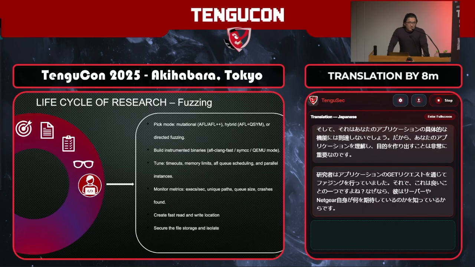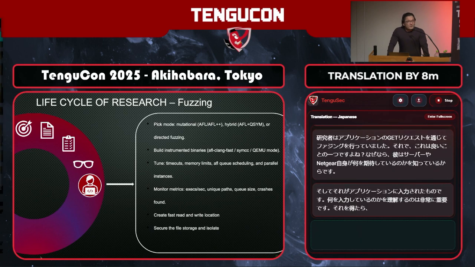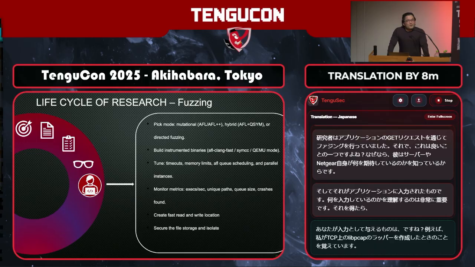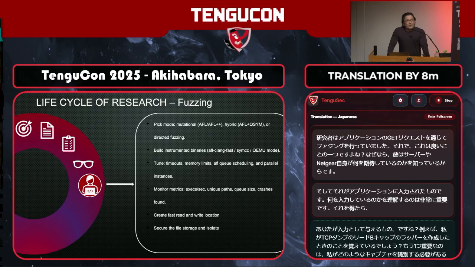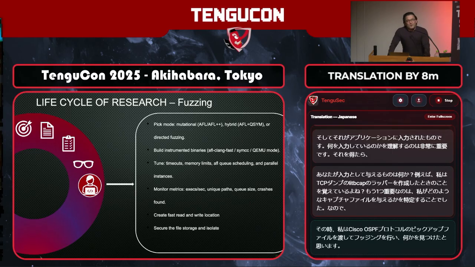Once you have got what you're going to give it as an input, right? For example, I remember the time when I created the wrapper for libpcap on tcpdump. One of the key things was for me to identify what kind of capture file I'm going to give it. I think at that time I gave it a Cisco OSPF protocol pickup file to do the fuzzing, and I think I found the vulnerability at that time. It was some time back, like 6 years ago. Now it's not that easy. But understanding that is very important.